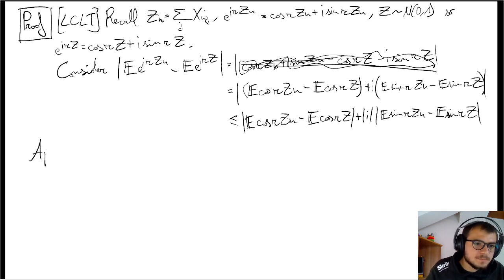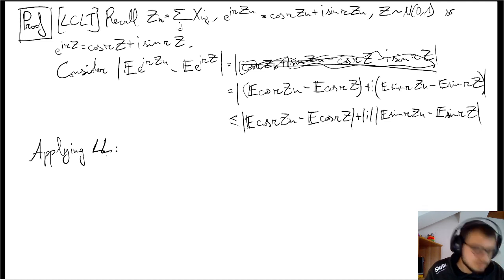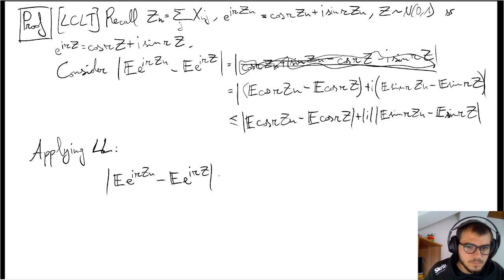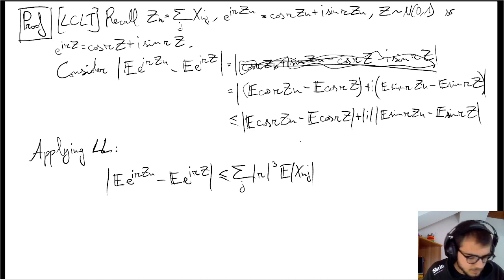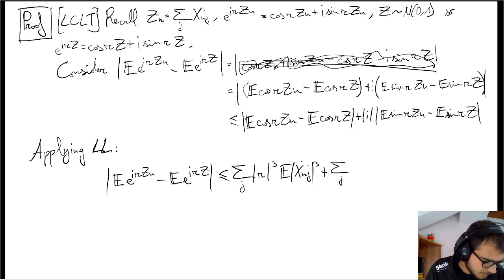Now applying Lindeberg's lemma, we obtain that the difference of the Fourier transforms is bounded by the sum over j of r cubed in absolute value times the expectation of Xnj cubed, plus the sum over j of the same thing again.